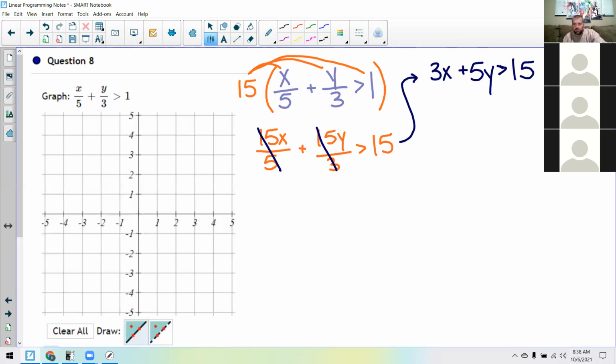So now this is much more doable, right? This is much prettier than this thing. So we can kind of get rid of that. So the first thing I'm going to do is I'm going to graph 3x plus 5y equals 15.